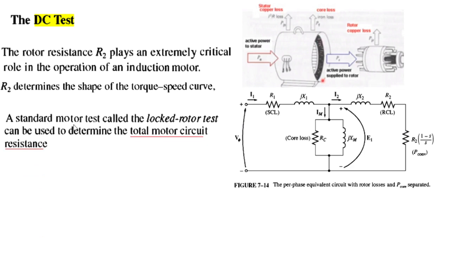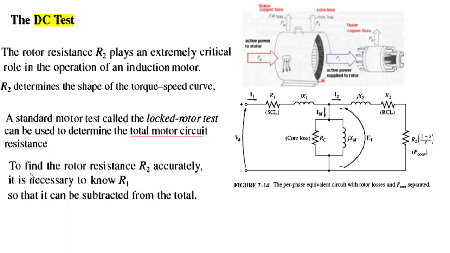Now, there is a standard motor test called the locked rotor test, which can be used to determine the total motor circuit resistance. After we have found the total resistance, we can calculate R1, for which there is a very simple technique. So R2 can be found by total resistance minus R1. To find the rotor resistance R2 accurately, it is necessary to know R1 so that it can be subtracted from the total to find R2.